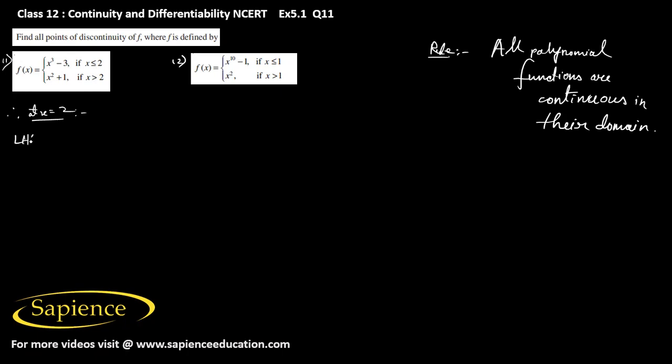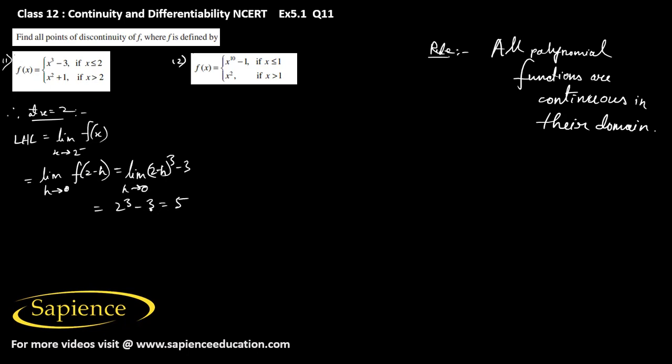So now the left hand limit will be equal to limit x tends to 2 minus f of x. That will be equal to limit h tends to 0 f of 2 minus h. So in place of x, I have to put 2 minus h. So that will be 2 minus h whole cube minus 3. So I can put h equal to 0 here. So that is 2 cube minus 3, that is 5.